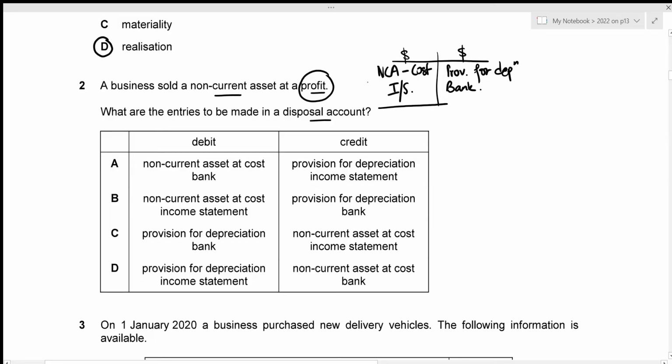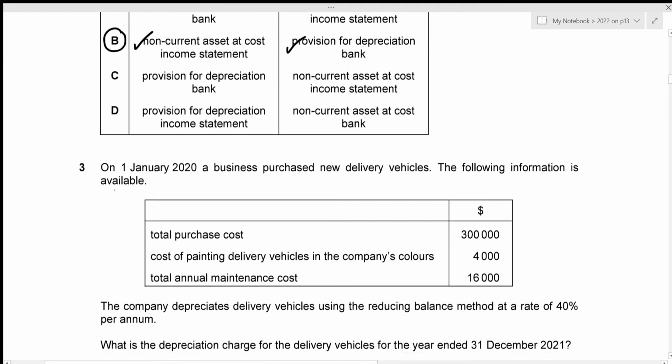Let's look for the non-current asset at cost and our income statement. That is given in option B. And on the credit side, we have provision for depreciation and bank, which is what we require. So the correct answer for question number 2 will be B. This concludes the second question. Let's move towards the third one.